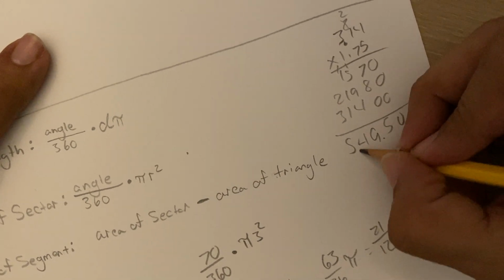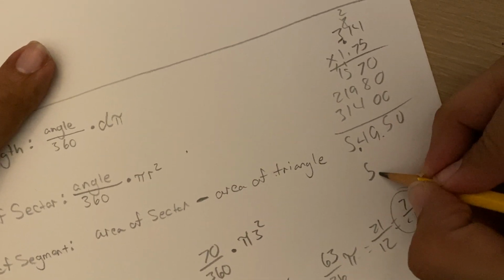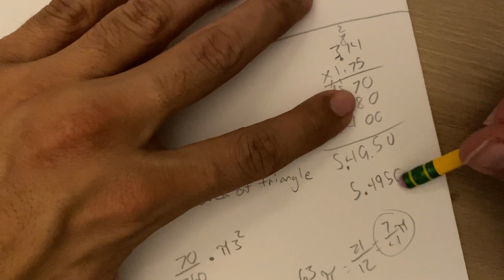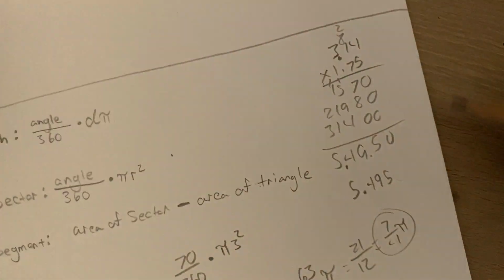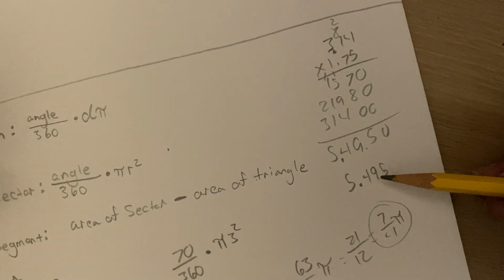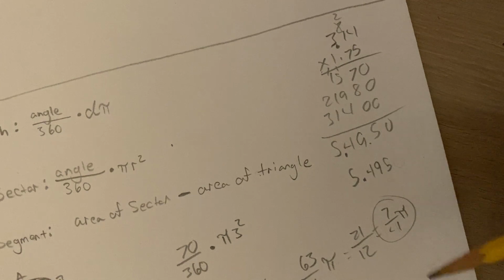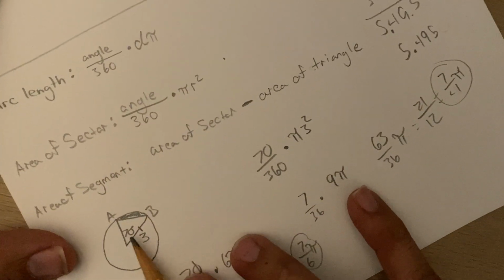And that leaves me at 5.495. So we'll take away the 0, unnecessary. So we're left with that. So now we know the area of the entire sector. So now we have to find the area of this triangle.